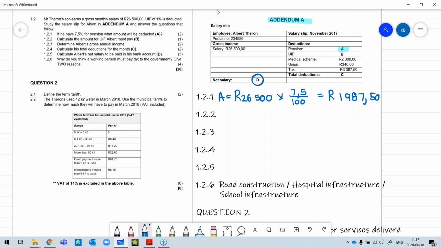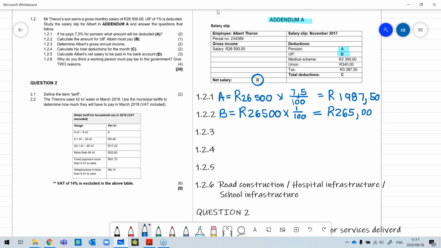Calculate the UIF or the amount for UIF Albert must pay. So on his slip, you will see B represents his UIF. So B is 1% of his gross income. And once again, we write our percentage as a fraction. We type that into our calculator and it gives us an answer of 265 Rand, no cents.